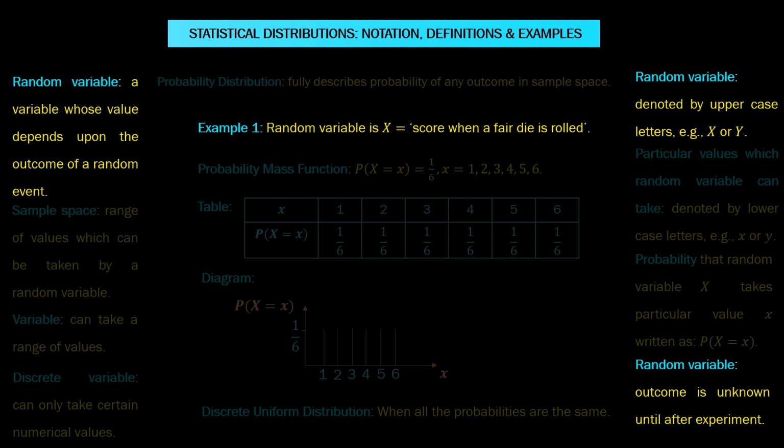So in this example, the random variable is the variable whose value depends upon the outcome of a random event. Our random variable is capital X, which is the score when a fair die is rolled. Notice that our random variable has been denoted by a capital X, and of course its outcome will be unknown until after the experiment, and in this case until after the die has been rolled.